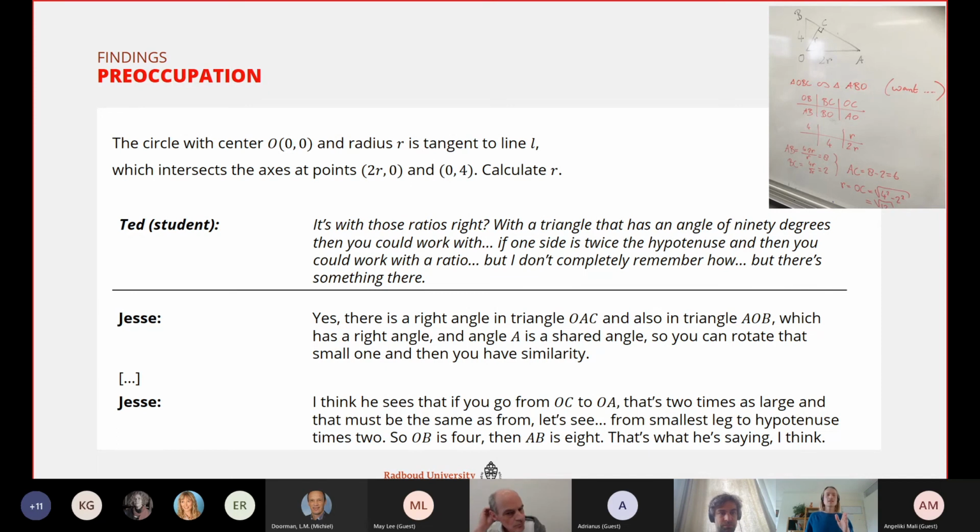So, like the last statement, I think that he sees that if you go from OC to OA, that's 2 times as large, and that must be the same as from the smallest leg to hypotenuse times 2. So OB is 4, then AB is 8. That's what he's saying, I think. So while we were discussing that maybe Ted was thinking about something else than these similarity ratios, Jesse stayed a bit preoccupied. It seemed like he still wanted to hear about similarities. So here, the content of his own mathematical thinking is not supporting him in being flexible, in adopting the student's perspective. And later on, he acknowledges other possibilities. But at first, he seems preoccupied, even when he's outside of the actual teaching moment.